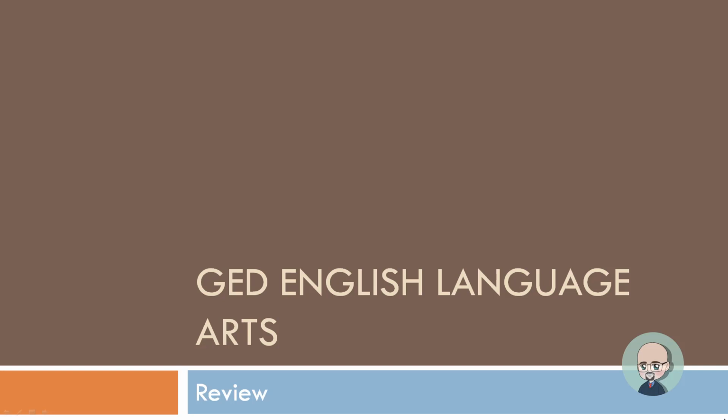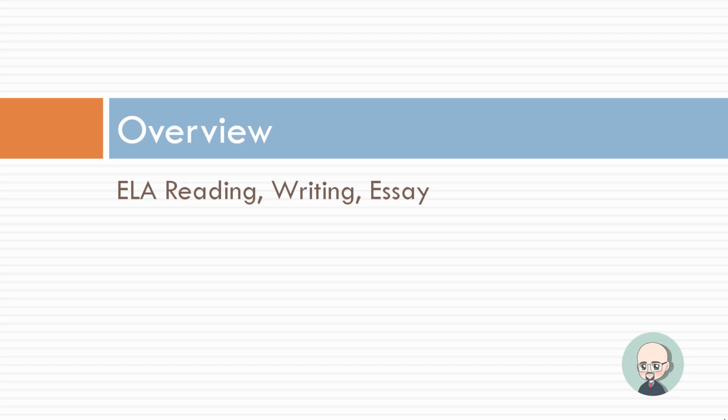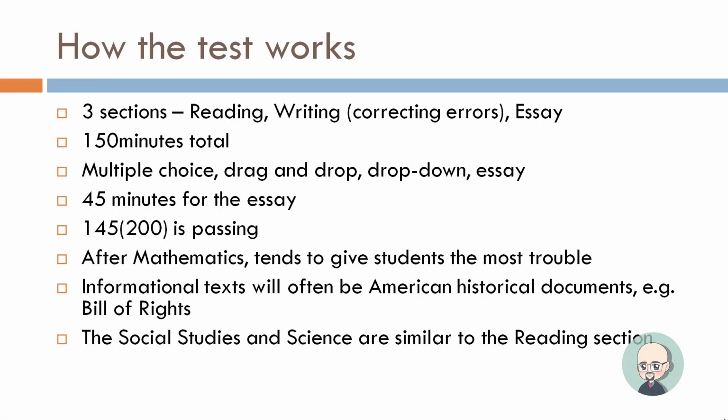Okay, now we're going to do an overview of the GED English Language Arts exam. There's 3 sections: ELA reading, writing, and the essay. And we're going to go over the domains right now. Here's how the test works. There's 3 sections, like I just said: the reading, the writing, which is correcting errors, and the essay.